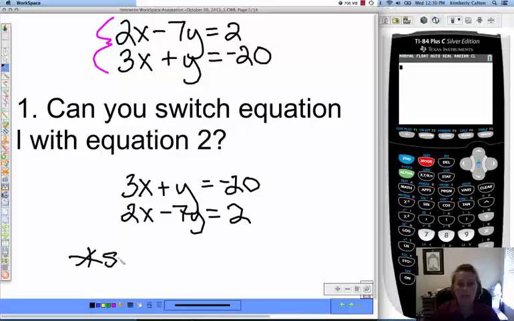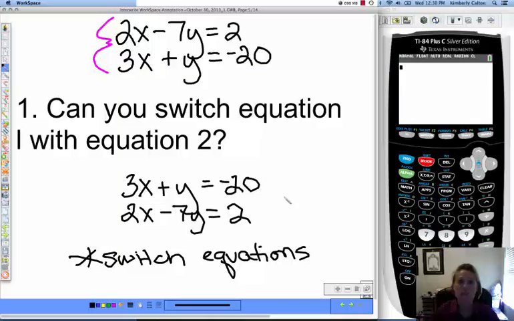So we can switch equations. Notice I didn't change pieces of the equation. I switched the entire equation. The top equation is now on the bottom, and the bottom is now on the top.